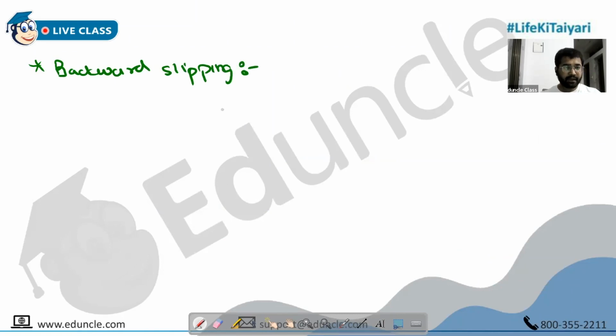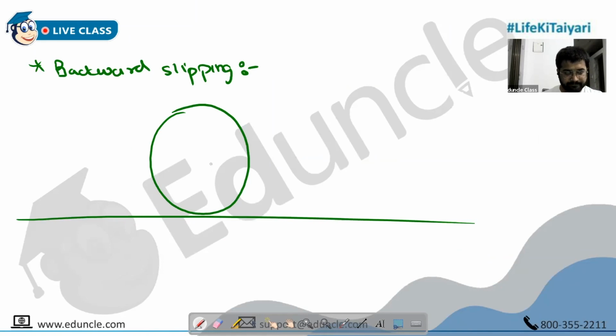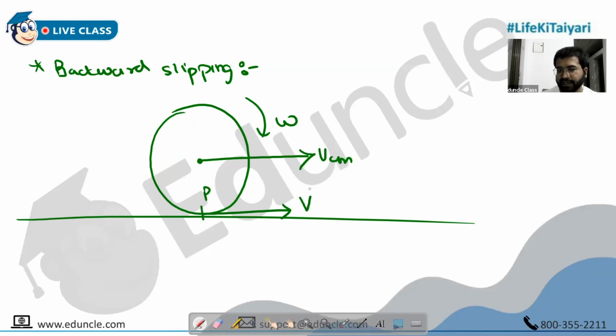So what do we have? We have got this ball. And now we have got Vcm, and we have got omega. So at this point of contact P, what do we have in the forward direction? In the forward direction, let us say, Vcm. In the backward direction, I have got R omega. But this time, R omega will be greater than Vcm. So whenever this happens, we call it backward slipping.